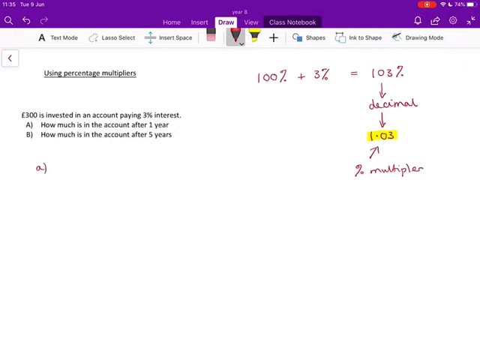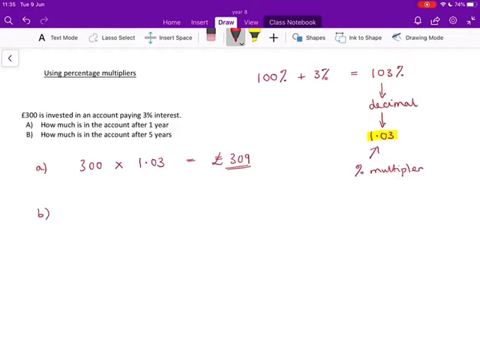So on part A, I want to put that money in just for 1 year. So I'm going to take my £300 and I'm going to multiply by 1.03. That will add on the extra 3% onto the 300 that I started with. So if you do that on your calculator, that should tell you at the end of the year you're going to have £309 exactly.